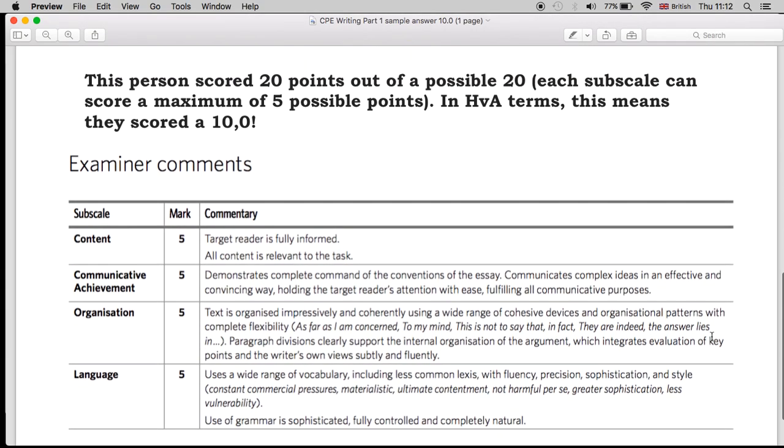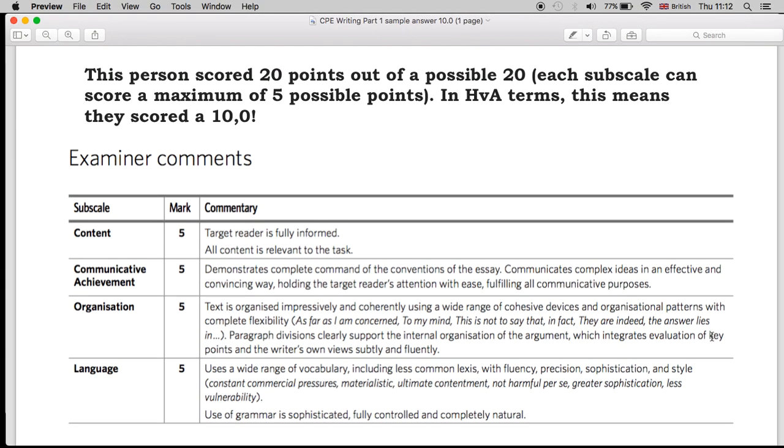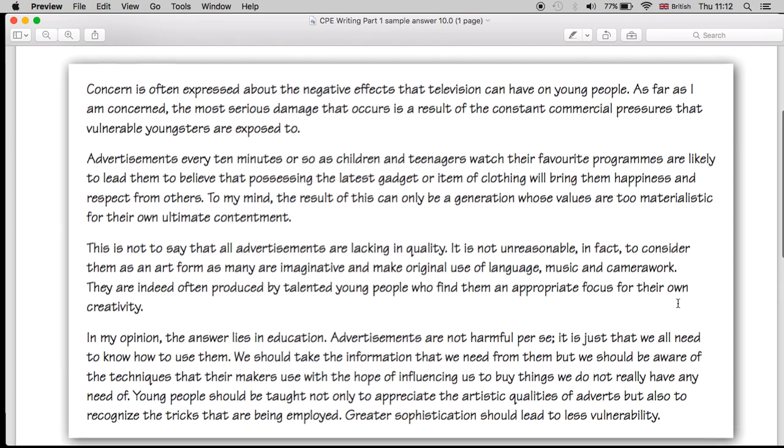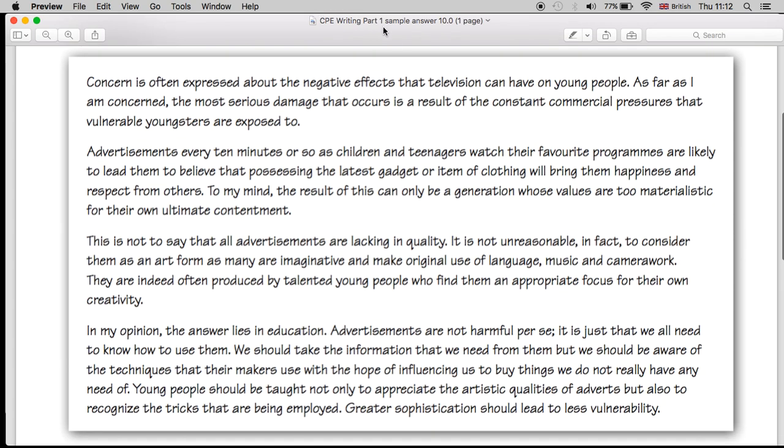All right. Hopefully, this walkthrough has helped to explain a bit more as to what is a successful attempt at part 1 of the CPE writing. Good luck out there.